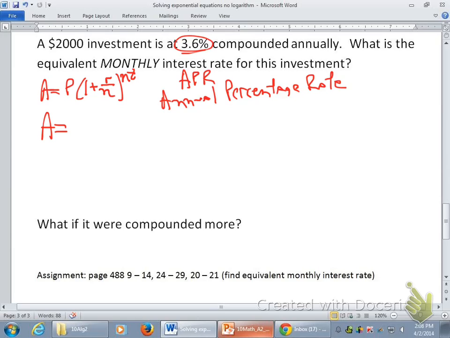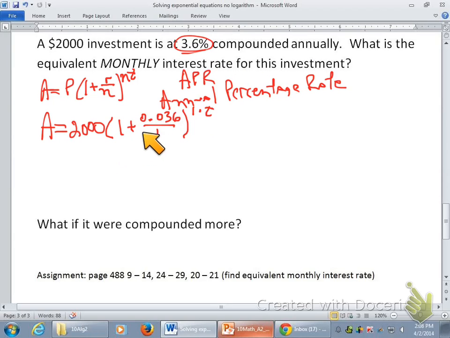Now I'm going to fill in what I know. I know that it is a $2,000 investment. I know it's going to be 1 plus, what is my APR here? 0.036 over 1, because it was annual, raised to the 1, because it's annual, times T. I'm just going to have to use the letter T because I never told you a time, did I?